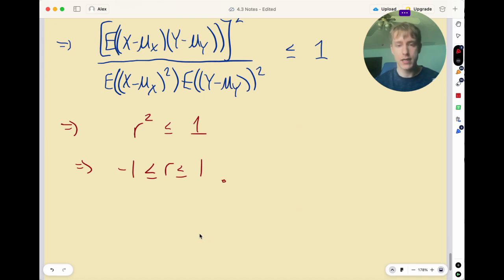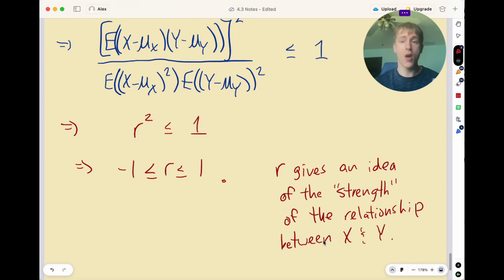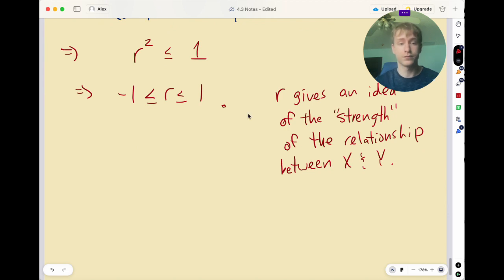So essentially, R gives an idea of the kind of strength of the relationship between the random variables x and y. However, I want to point out a couple of very important things before I end this off.